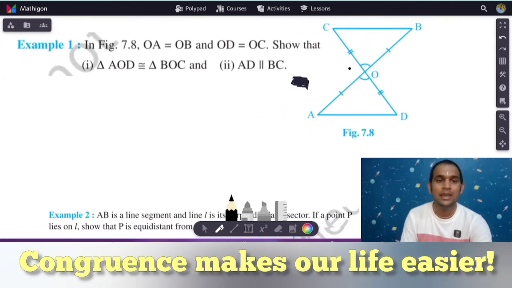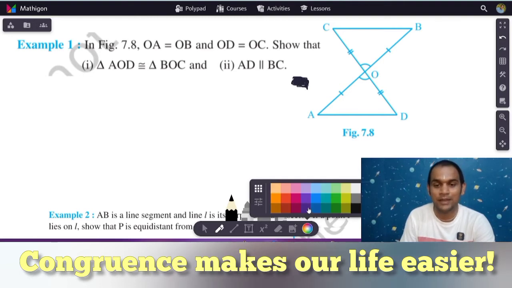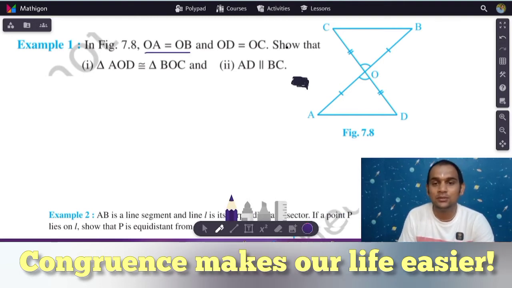Example number one. Figure 7.1 is exactly taken from the textbook, that is why it looks like this. OA is given to be equal to OB, and OC is given to be equal to OD. Show that triangle AOD is congruent to triangle BOC.